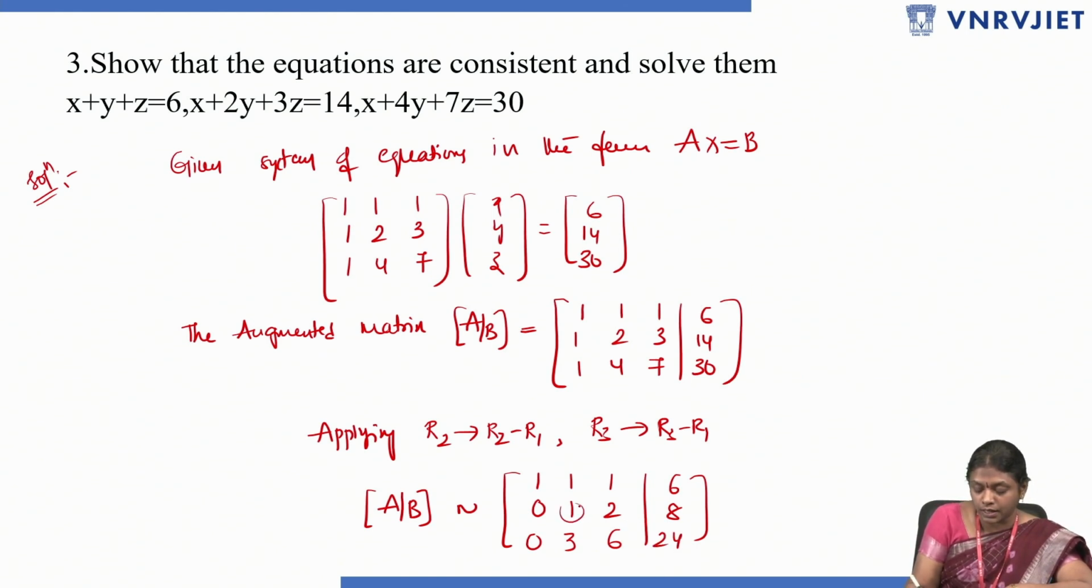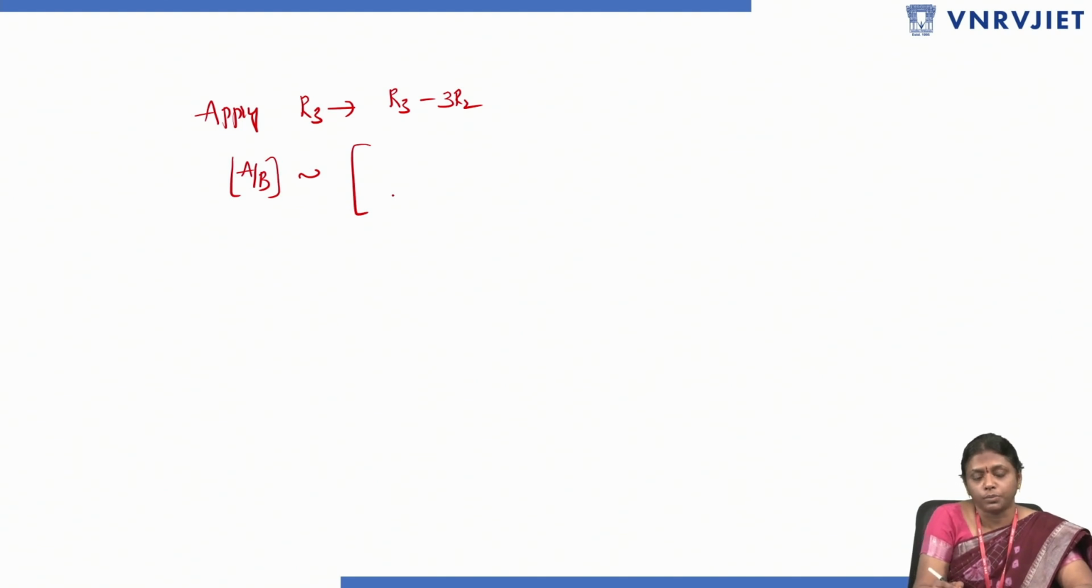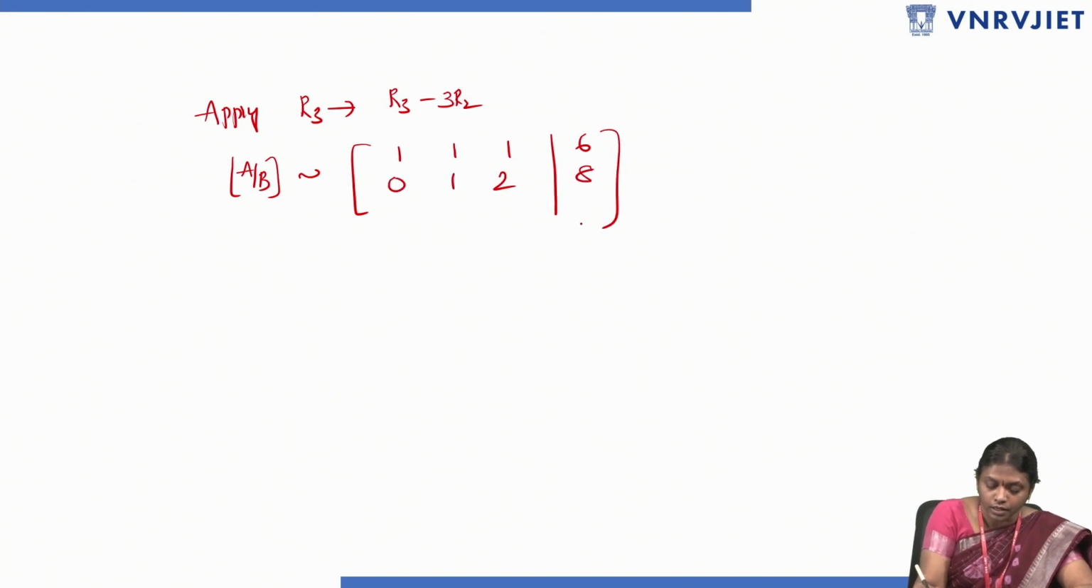Now the next step is, with the help of this element, I need to make the element below it equal to 0. What is the operation I need to implement here? In R3 we are having 3 and in R2 you are having 1, so multiply R2 with 3. Now apply R3 tends to R3 minus 3R2. Now my augmented matrix is approximately equal to, since I'm not performing any operations on the first 2 rows, I'm writing them as they are: 1, 1, 1, 6, 0, 1, 2, 8. And the remaining, this is going to be 0, this is 0, this is 0, and this is also going to be 0.